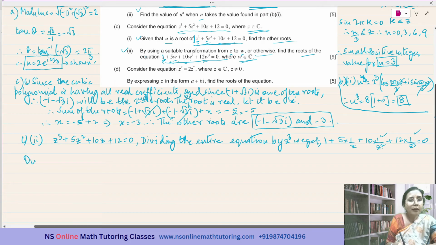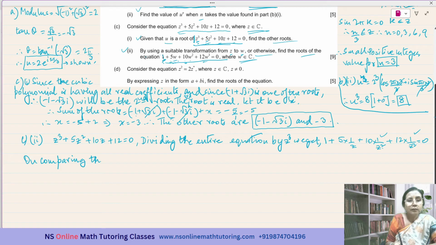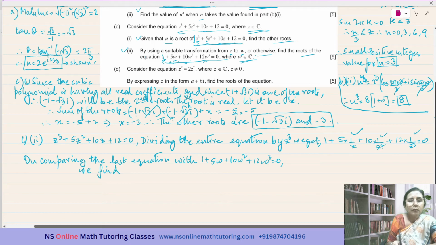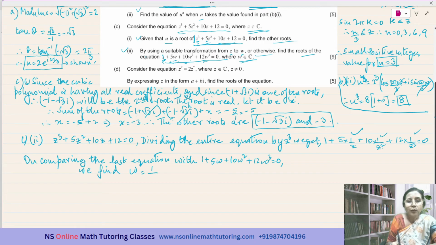Comparing the last equation, is this one with the equation 1 plus 5w plus 10w square plus 12w cube equal to 0. We find w equal to 1 over z.